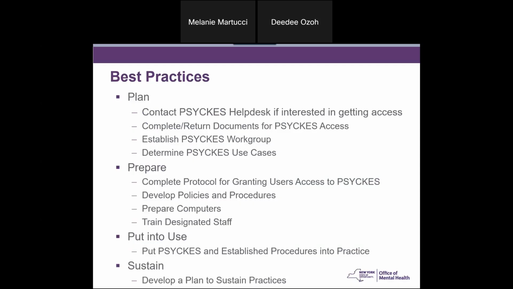And those include steps to plan. So when you are planning for your agency to get PSYCKES access, you can contact the PSYCKES Help Desk if you are interested, and there will be some documents that you will complete and return. And then you may want to establish a PSYCKES work group and determine some of the PSYCKES use cases at your agency. And again, we'll go into details about each of these steps pretty soon.